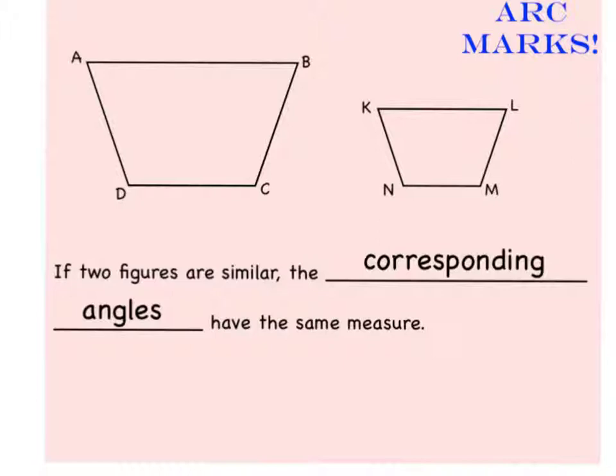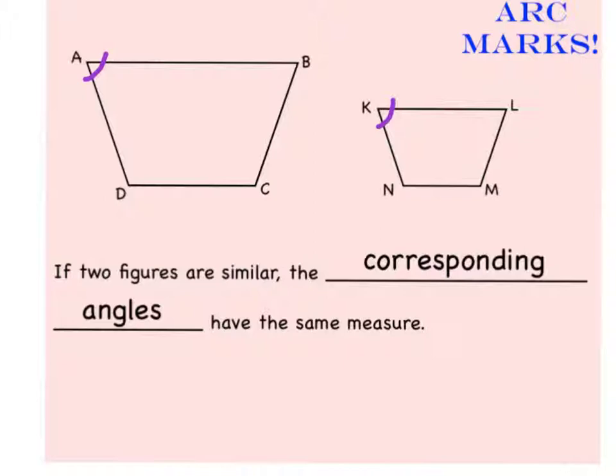If two figures are similar, the corresponding angles have the same measure. Now, corresponding means that those angles are in the same position, but in the different figures. So we're going to mark our corresponding angles with arc marks. Angle A is in the top left position of our large quadrilateral, and its corresponding angle in the small is angle K. Notice that I put an arc mark through angle A and angle K. Please make sure that you do the same on your figures.